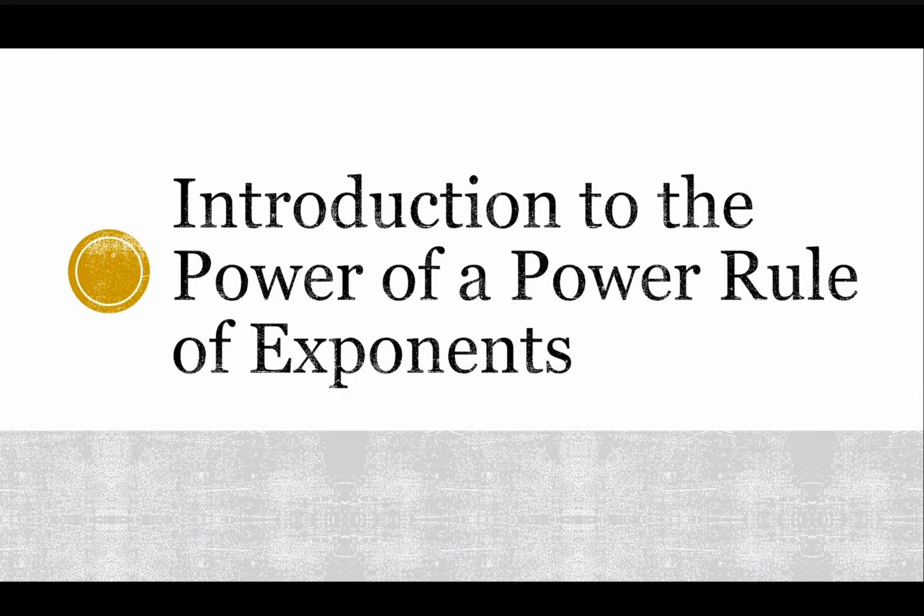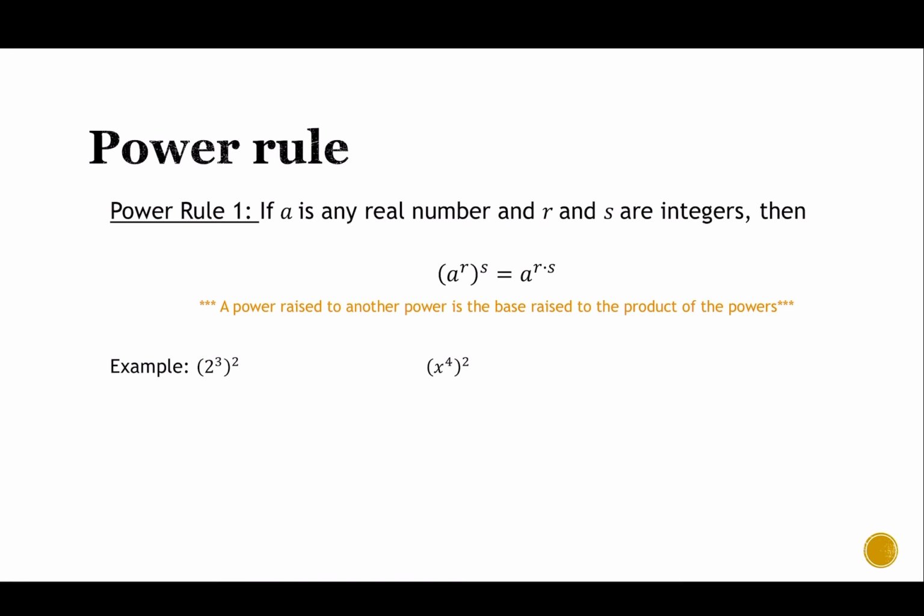This video covers an introduction to the power of a power rule of exponents. So the power of a power rule is this. If a is any real number and r and s are integers, then a to the r raised to the s means you multiply those two powers. I.e., a power raised to another power is the base raised to the product of those powers.